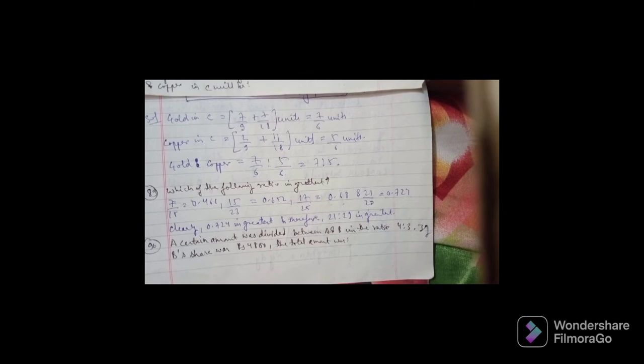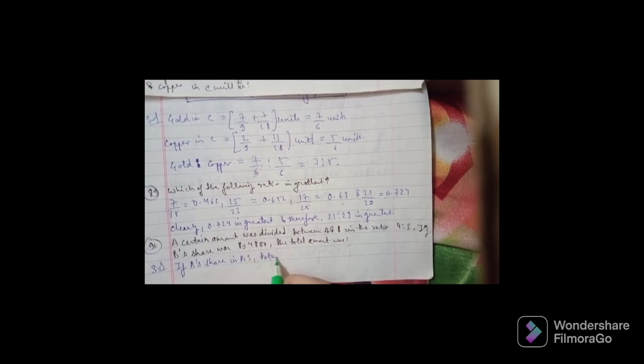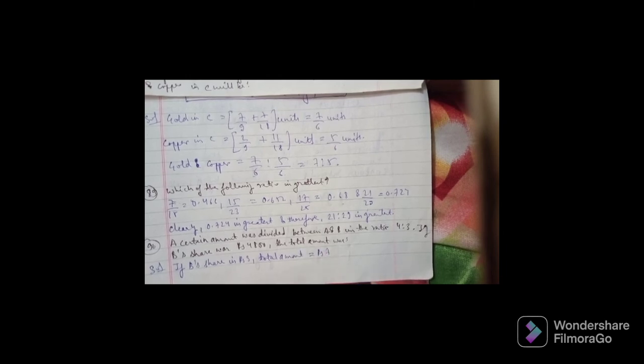We'll go for it. If B's share is rupees 3, then the total amount equals rupees 7. If B's share is rupees 4,800, the total amount equals 7/3 into 4,800.